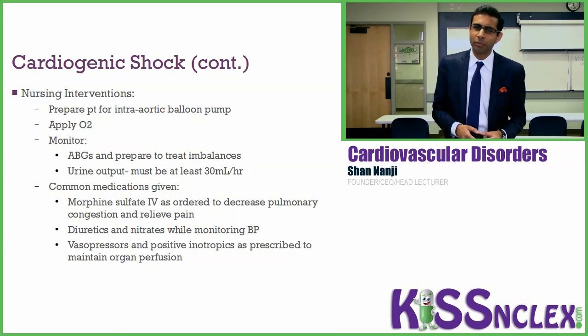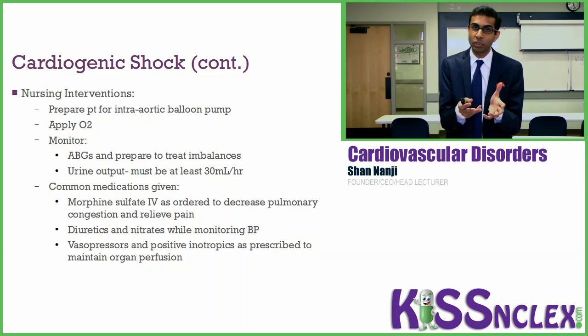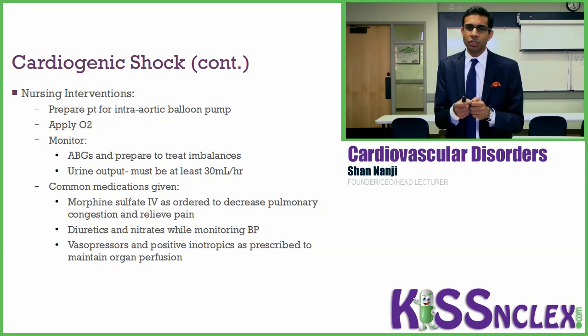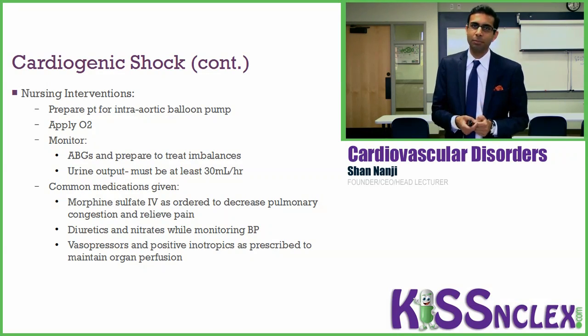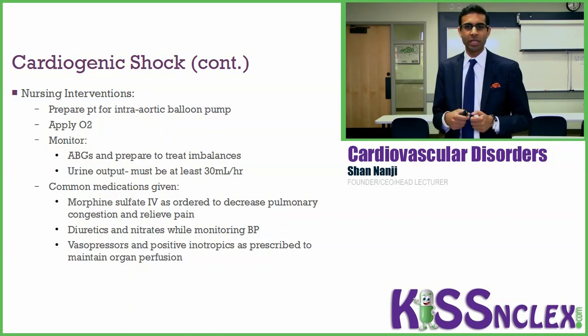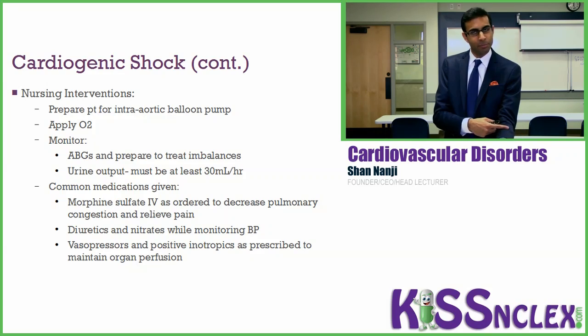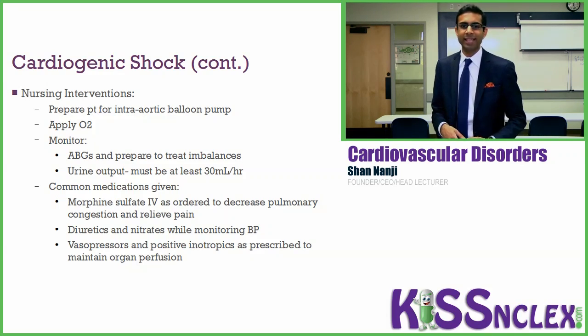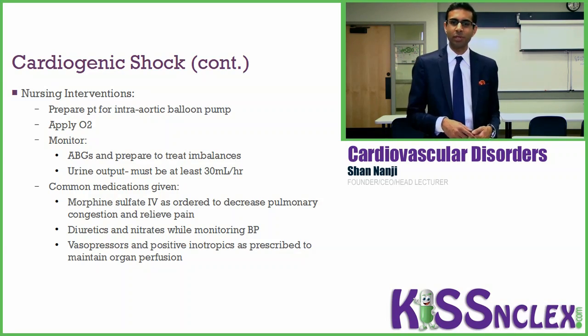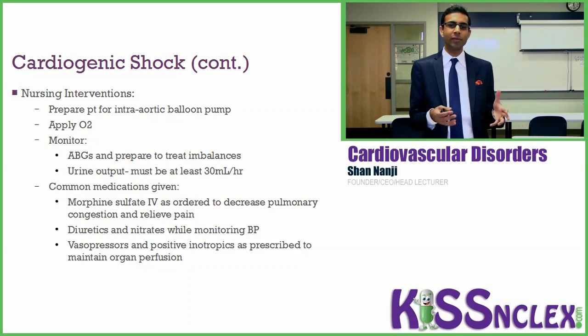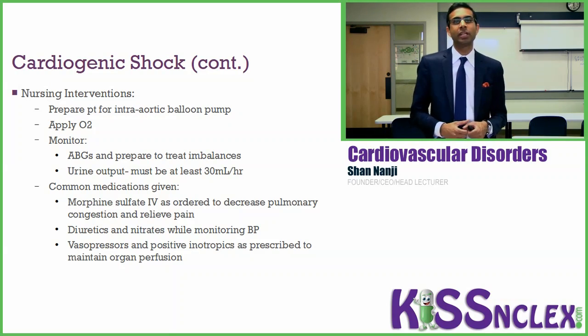You're going to monitor the urine output, right, because volume now is of concern. You want to preserve volume, but you also want to have some urine output. So you want to make sure they have at least 30 milliliters an hour. What are some common medications given to patients with cardiogenic shock? Well, morphine sulfate can be given via an IV, and that's not given just for pain. It is given for pain, but it's also given to decrease this pulmonary congestion.